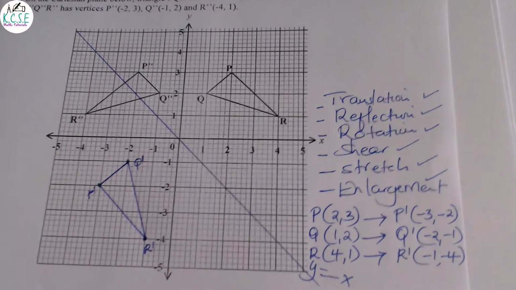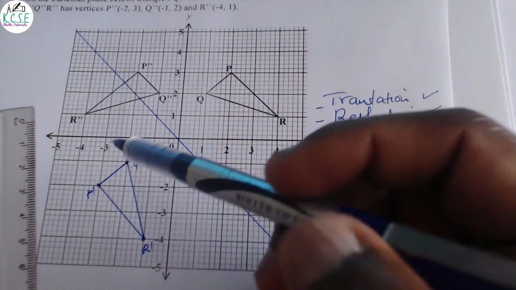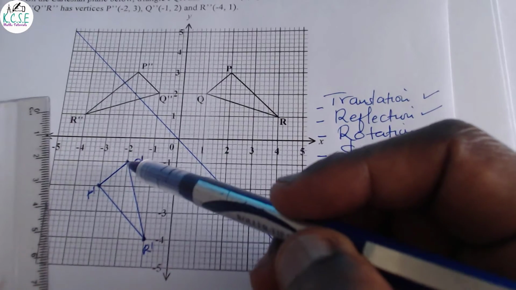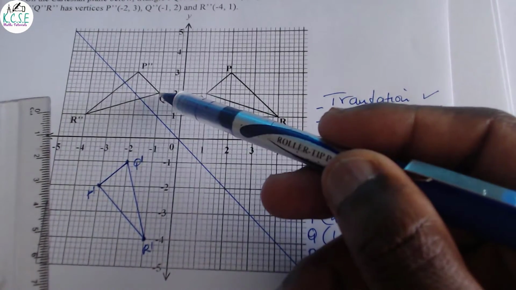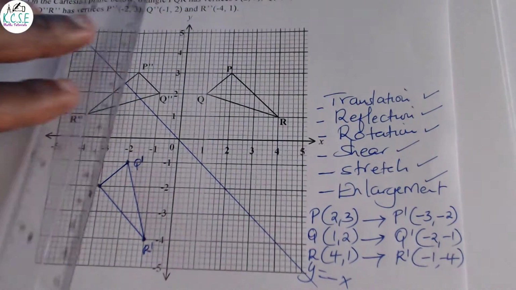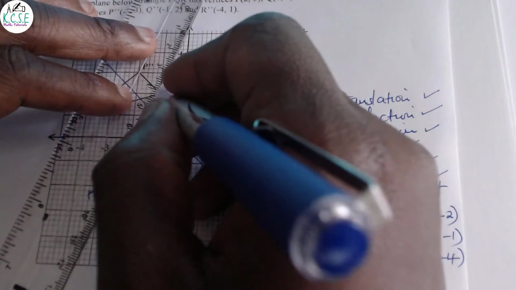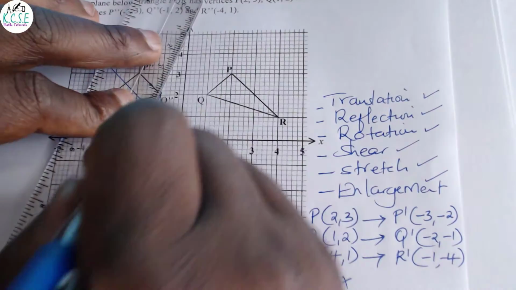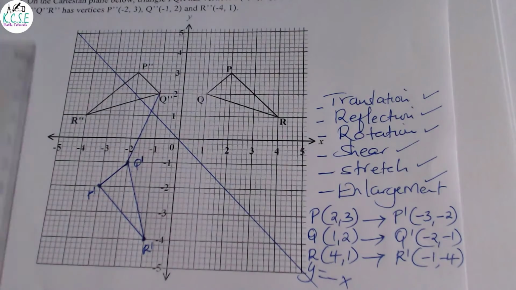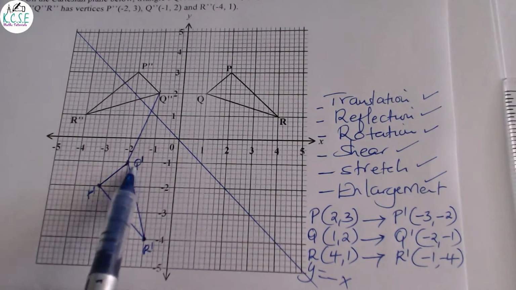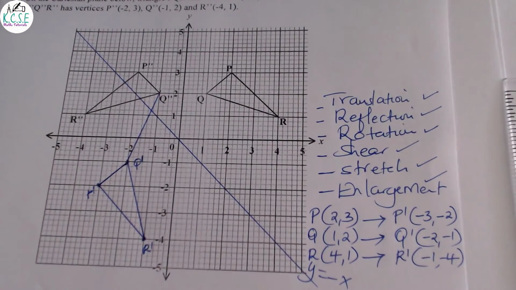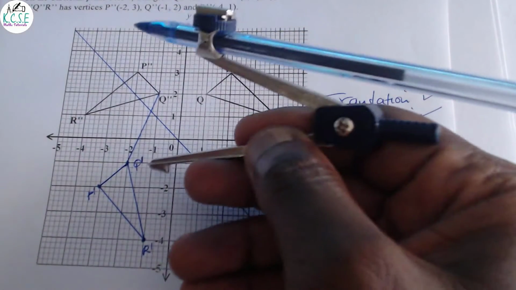Join any object point and image point of your choice. In this case, I'll choose to join Q prime and Q double prime. Join that using a straight line, like this. Then construct a perpendicular bisector of that line.